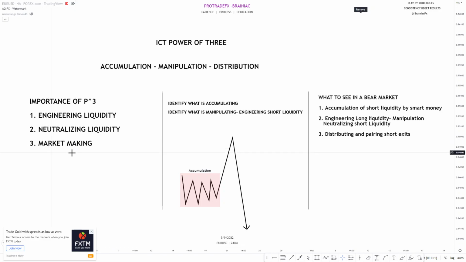Now, market making is the term in which the smart money is buying while the retailers are selling. So what do they do? They buy into our sell stops, right? They buy into our sell stops. So this is how they are able to pair their orders with us, right? So this is the context of market making and pairing.